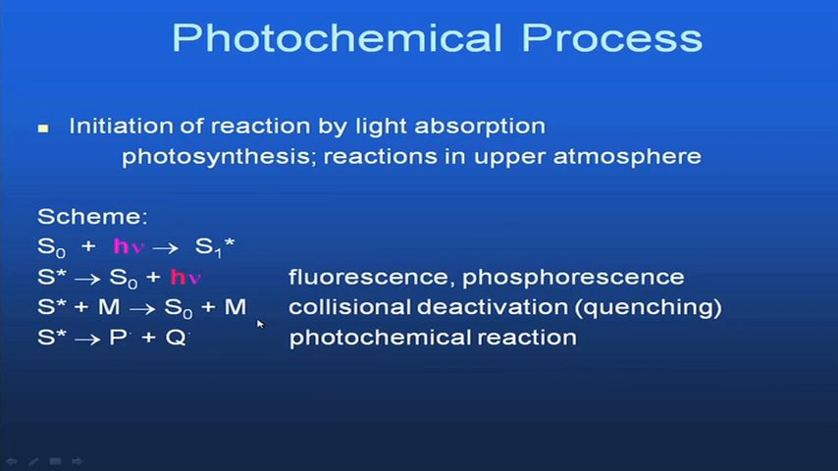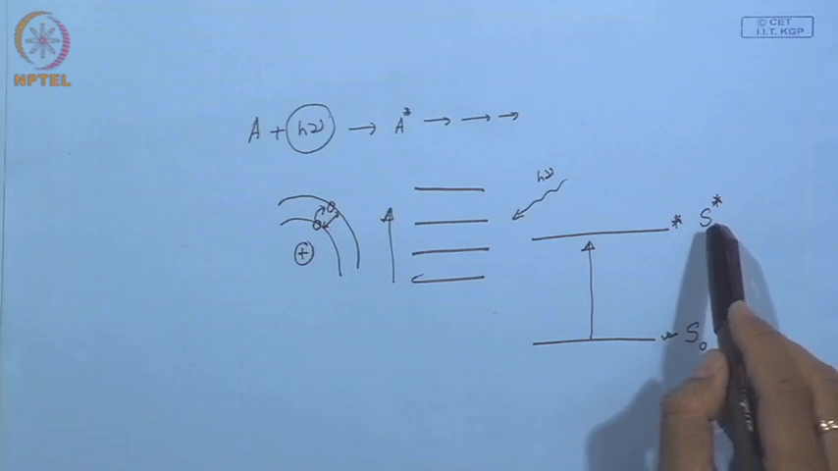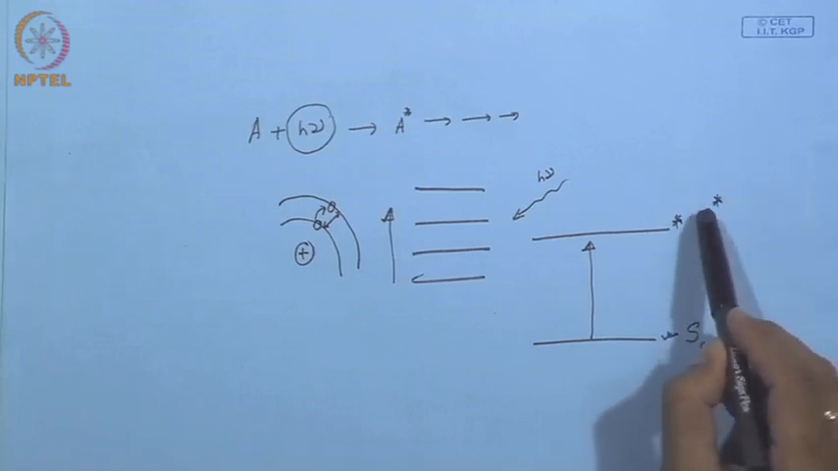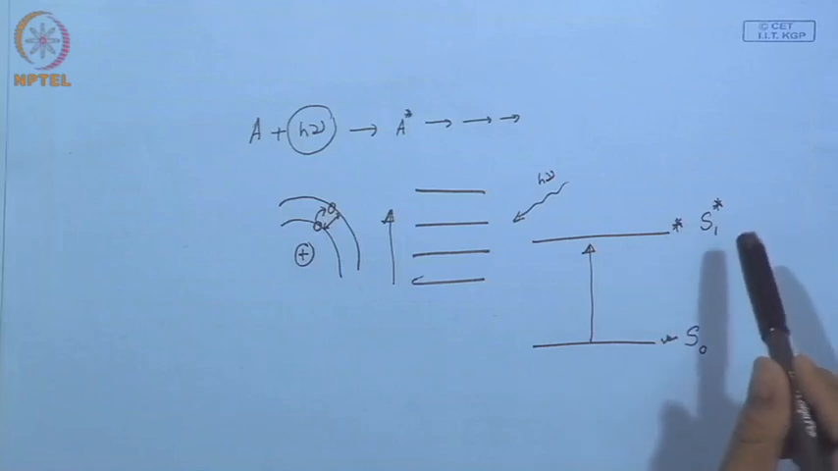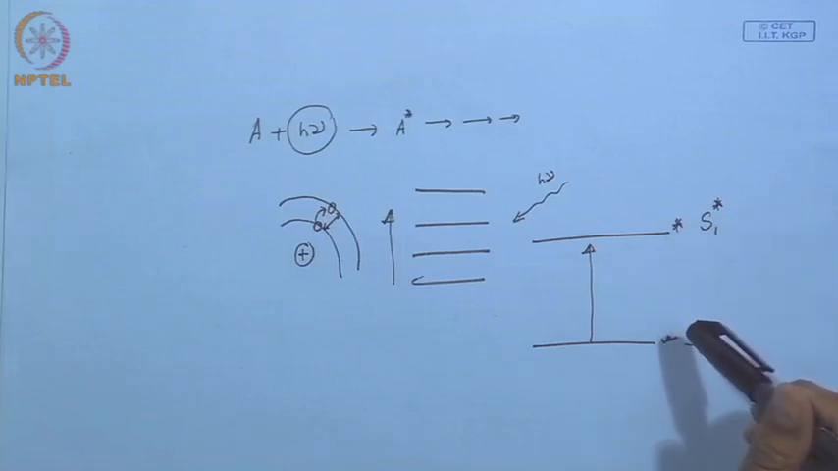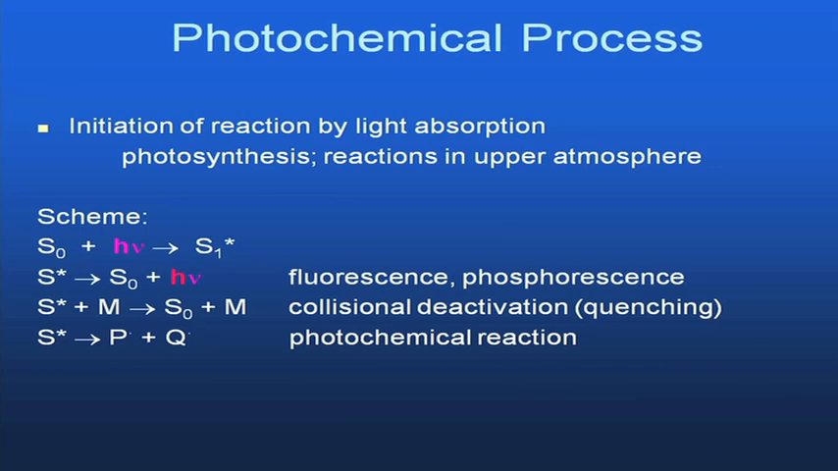Next, it is possible that this excited molecule, this excited species, will undergo collision with another molecule, and thereby this excited species comes back to the ground state, making the other species either excited, or the excess energy is given out in the form of heat. That is called deactivation, collisional deactivation being a classic situation. Or maybe a photochemical reaction, where this S star gives rise to two radicals, P dot and Q dot. So, it is called the photochemical reaction.